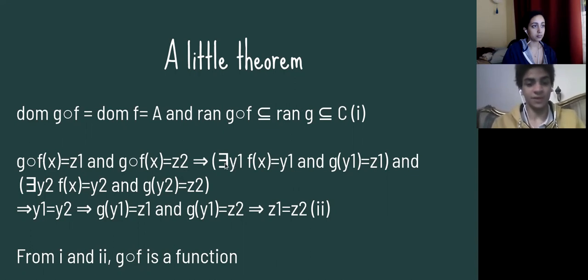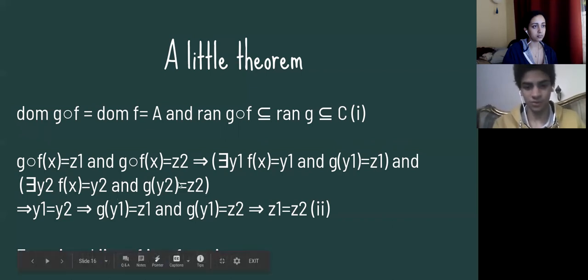Here what I'm saying is that there exists a y1 where f of x equals y1 and g of y1 equals z1. Okay, so you can see the output of the first function, which would be y1, is the input of the second function. And the output of the second function would be this z1. So it would be g composite f of x. And the second condition then. So this is just for g composite f of x equals z1. This is the definition of it. So in this first set of parentheses, the second one is just the same. There exists some y2 where f of x equals y2 and g of y2 equals z2.